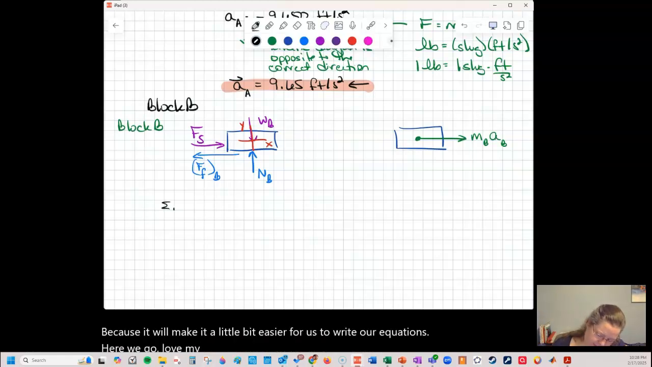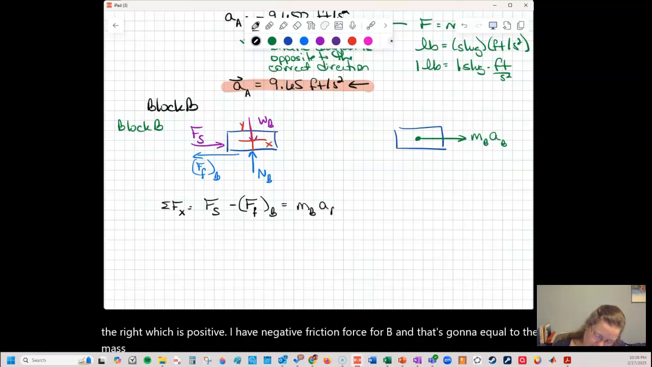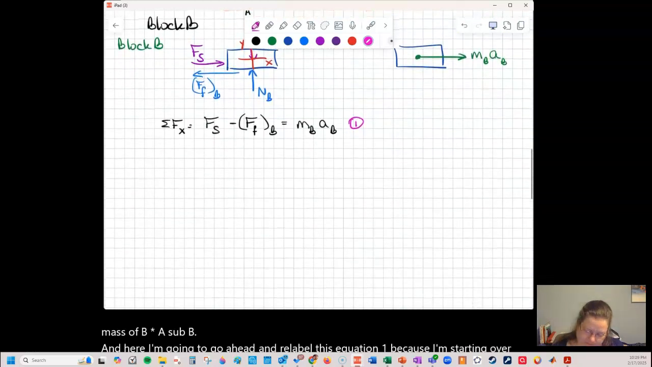Sum my forces in the x direction. I have my spring force acting to the right, which is positive. I have negative friction force for B, and that's going to equal the mass of B times A sub B. And here, I'm going to relabel this equation 1 because I'm starting over from scratch.